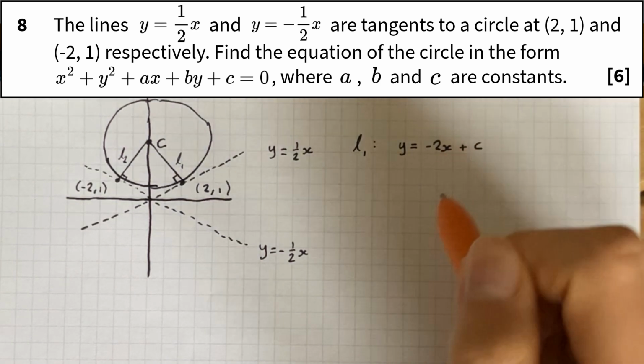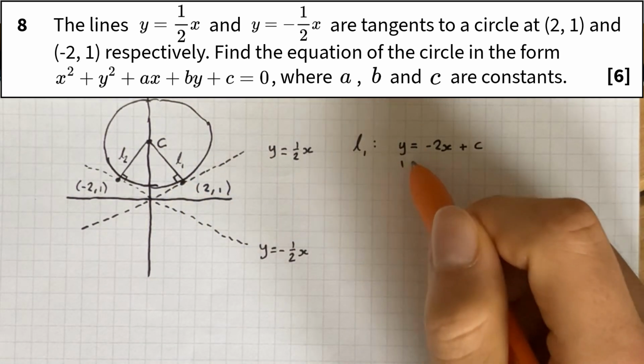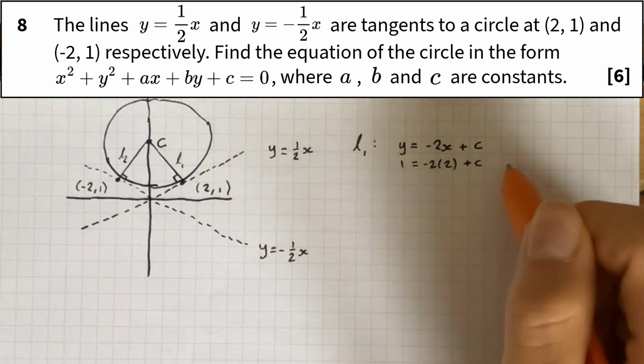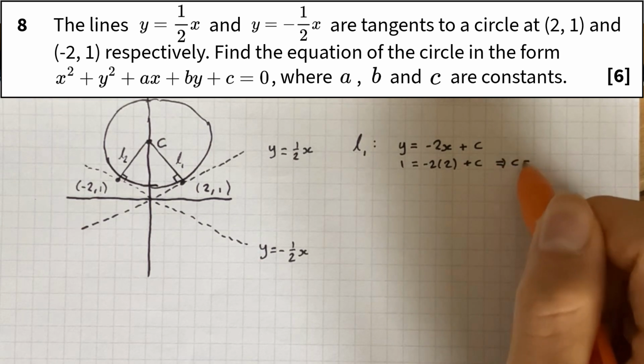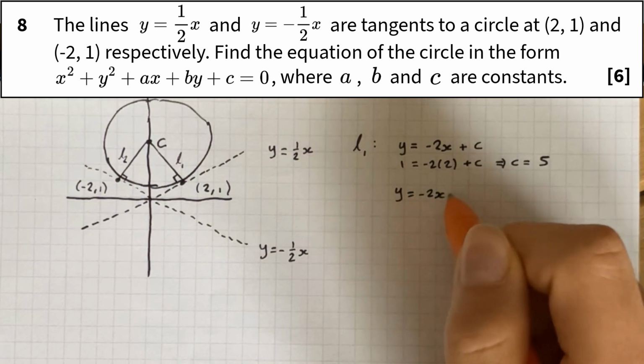So we know that y equals minus 2x plus c. The point on the line that we know is (2, 1). So if I sub in 2 for x and 1 for y, we'll notice that c is equal to 1 plus 4, so 5. So y equals minus 2x plus 5.